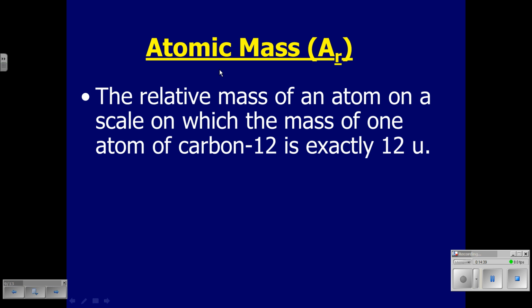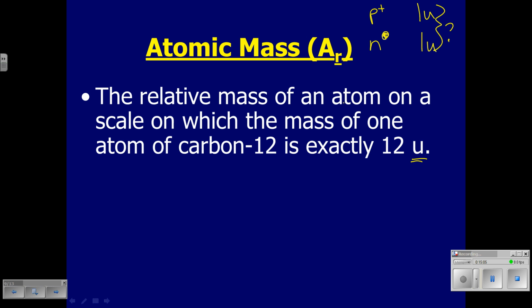We've been talking about masses of atoms in terms of this unit right here, u. Last day I talked about the fact that a proton has a mass of 1 u, and a neutron, charge 0, has a mass of 1 u. And the question is, what is this u?